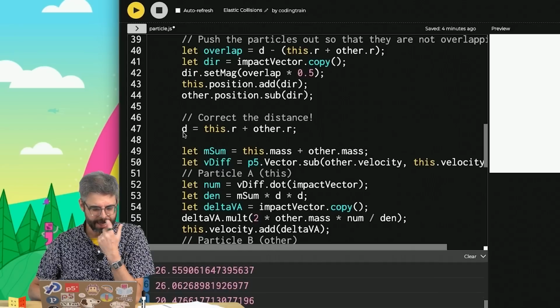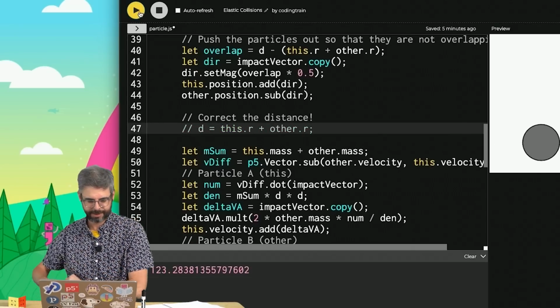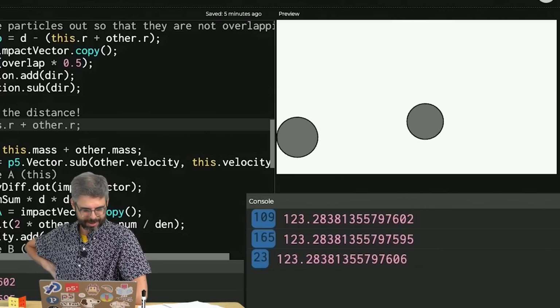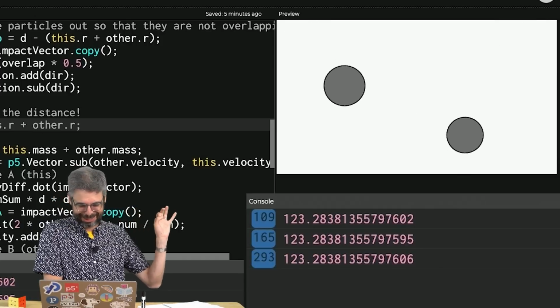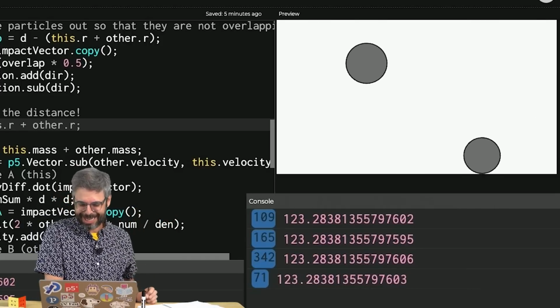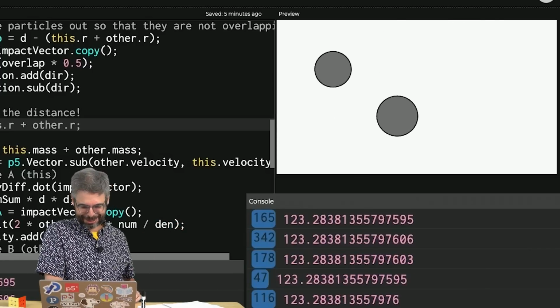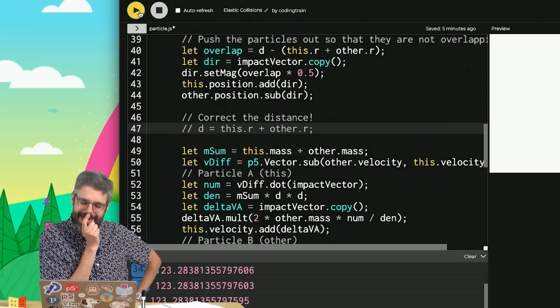I'm curious about not correcting this distance. I'm just curious to see what that does. Yeah, let's not correct that distance. Okay, so correcting that distance felt like it should be something I should do, but apparently I should not. Look at how beautifully this kinetic energy is being maintained now. Now it's just rounding errors. Why did I think I wanted to do that?